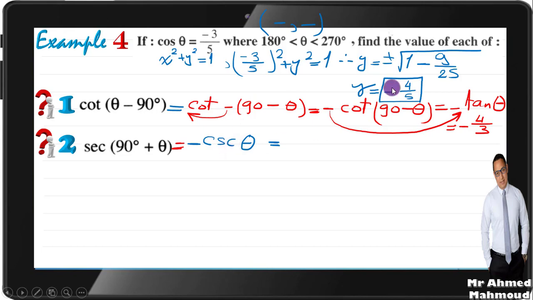Here cosec is 1 over sine, so it will be negative negative 5 over 4 equals positive 5 over 4.